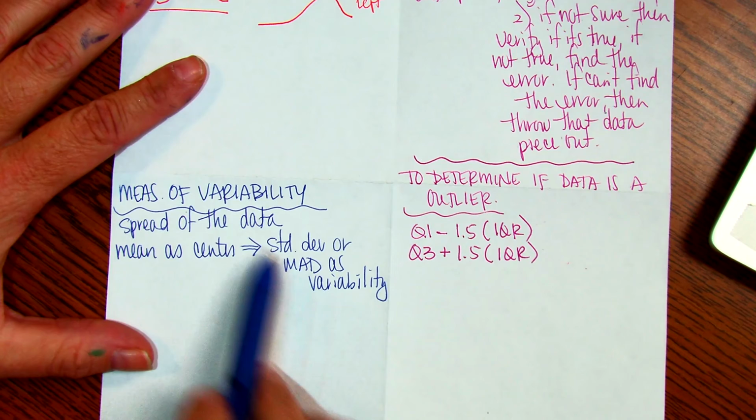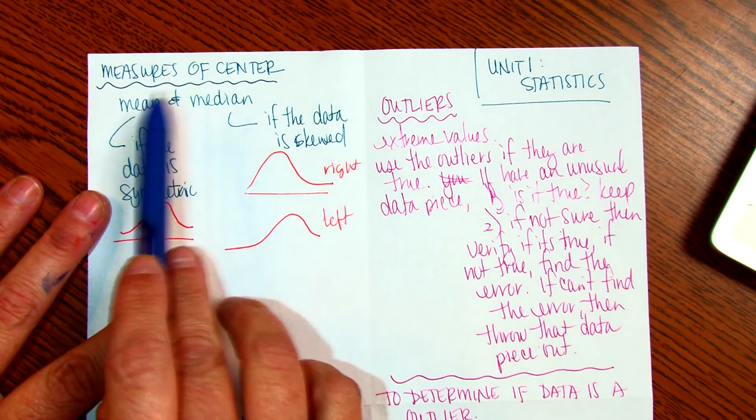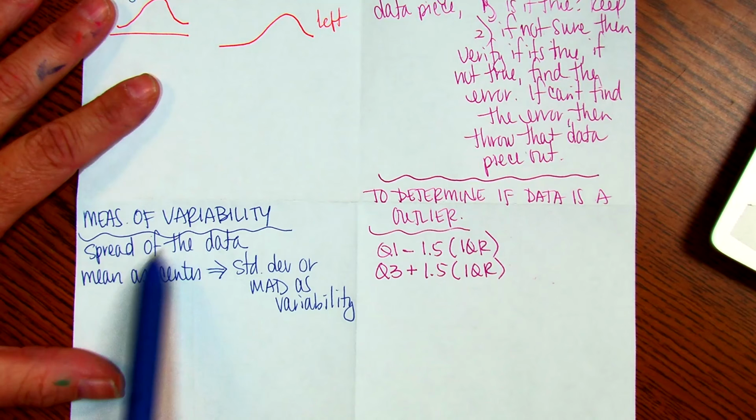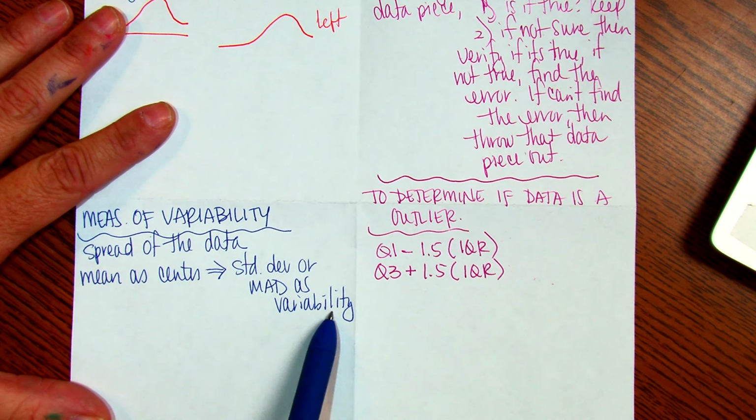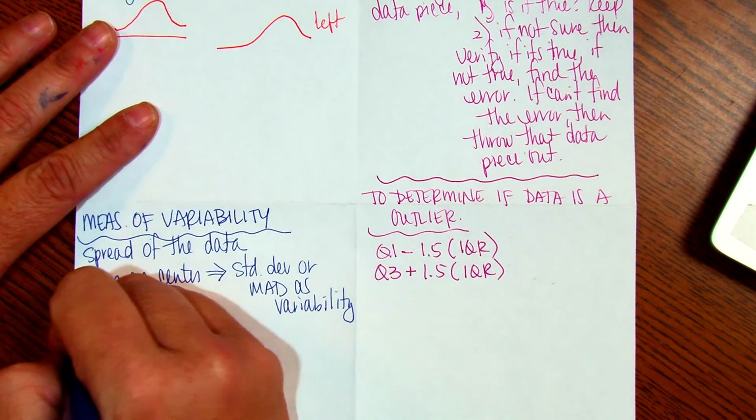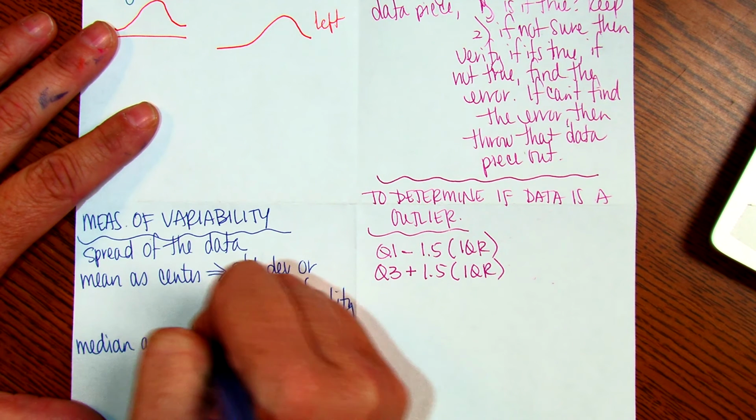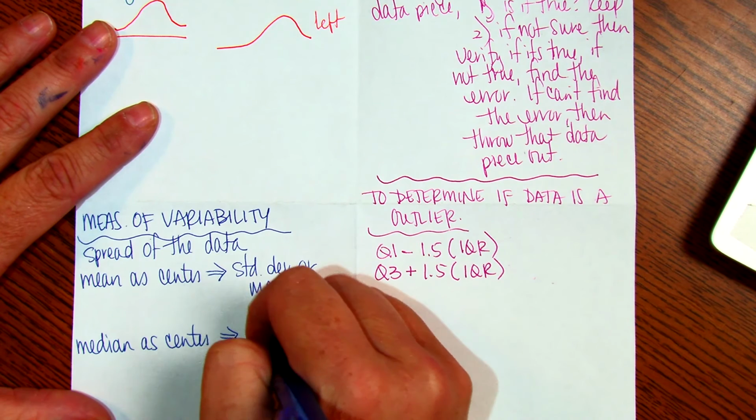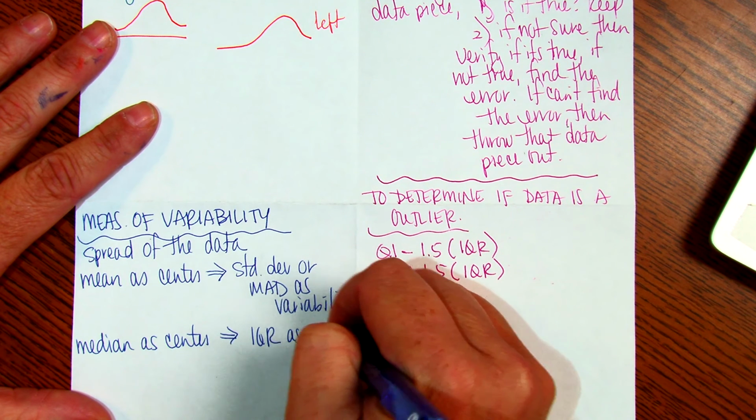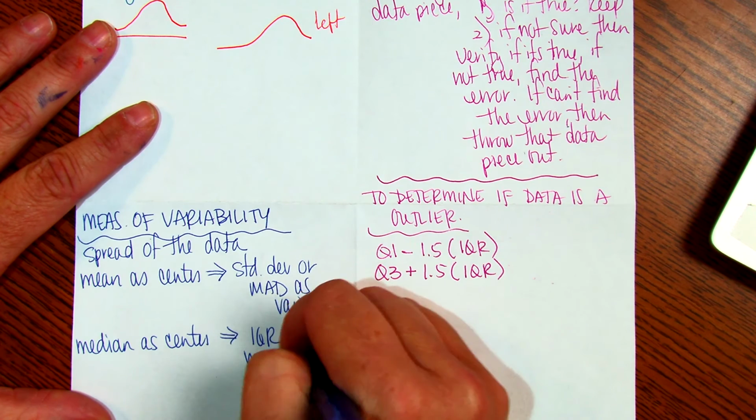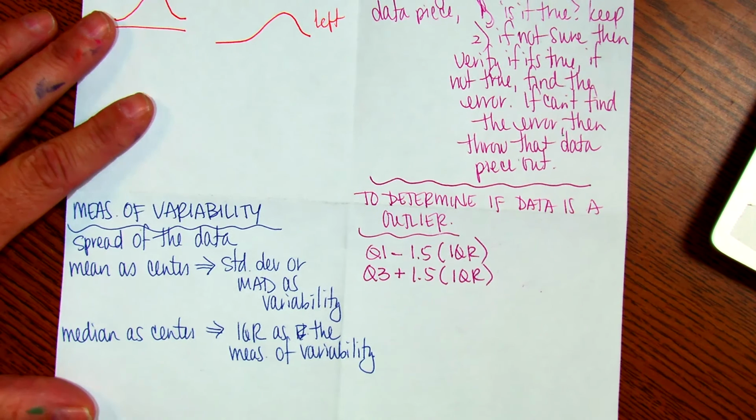And I probably should have added up here, kind of like what I did up here, that the mean and the median were the main measures of center that we talked about. Whereas here, I kind of combined two ideas: if we use the mean as the center, then the standard deviation, or the MAD, is used as variability. If we use the median as the center, then we need to use the IQR as the measure of variability.